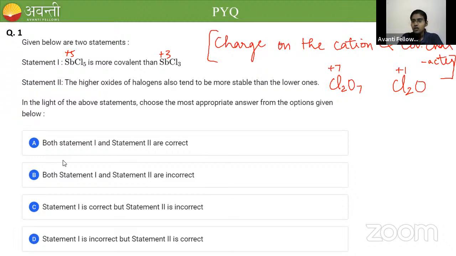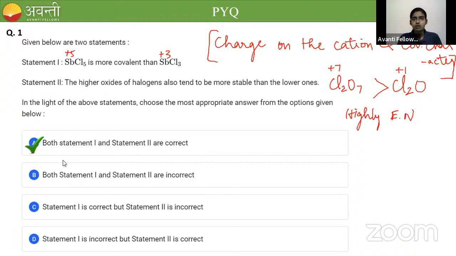The oxide of halogen with the highest oxidation state is more stable than the lower ones, because halogens are highly electronegative in nature. So they will stabilize the highest oxidation state. The highest oxides of halogens tend to be more stable because they can stabilize the highest positive oxidation state. So statement 2 is also correct. Here option A, that is both statement 1 and statement 2 are correct, is the answer for this question.